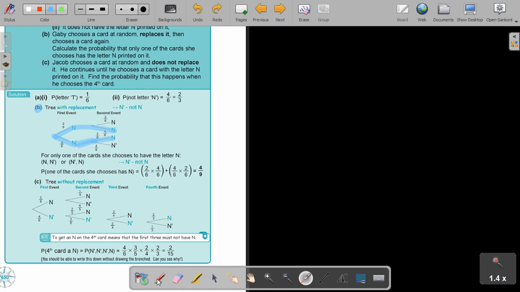Remember, you must have the route. Can I just write it down for you here? That will help you. So the first, the second, the third, the fourth. For him to continue, it must be not an N. Remember, this dash means not an N. Not, not, and then the fourth one will be an N. Can you see? So you cannot continue there because there's already an N. You continue with the not, not, not.